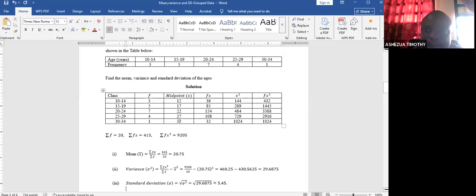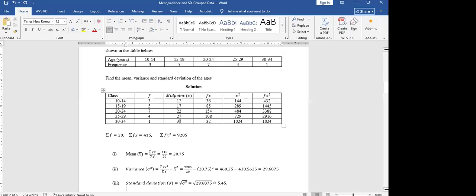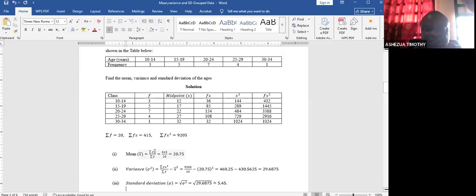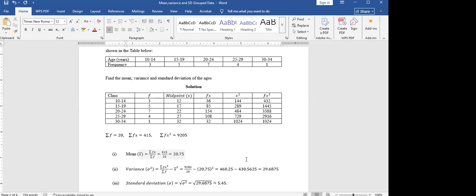Sister Patience, any issue there? No, I've gotten it. Thank you very much, sir. You're welcome. So getting the mean now is the summation of f times x all over the summation of f. And this will give you 415 all over 20, which is equal to 20.75. Any issue on how to find the mean of a group data? No issue, sir.